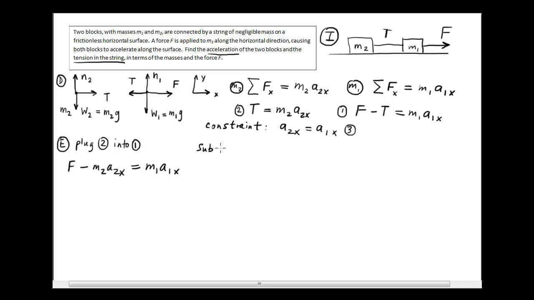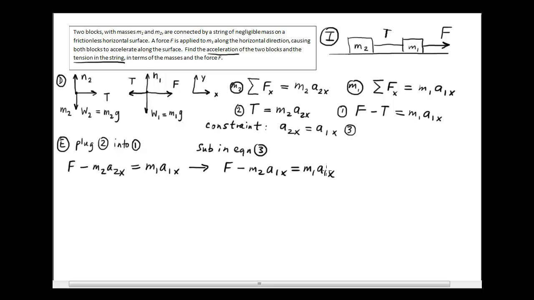All right, now the second step is going to be to sub in equation 3, because equation 3 tells me that a2x is equal to a1x, so I'll just rewrite this and replace a2x with a1x. It becomes F minus m2 a1x equals m1 a1x. Now I want to solve for a1x. That's my only remaining unknown.